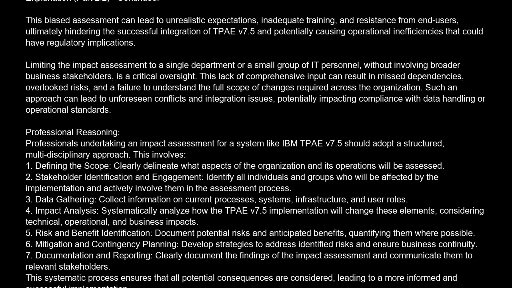3. Data gathering. Collect information on current processes, systems, infrastructure, and user roles. 4. Impact analysis. Systematically analyze how the TPv7.5 implementation will change these elements, considering technical, operational, and business impacts. 5. Risk and benefit identification. Document potential risks and anticipated benefits, quantifying them where possible. 6. Mitigation and contingency planning. Develop strategies to address identified risks and ensure business continuity.